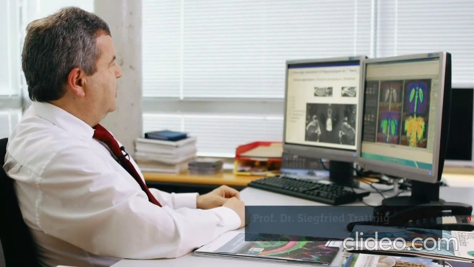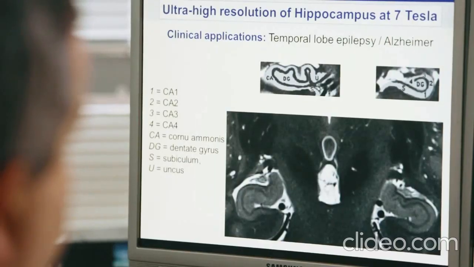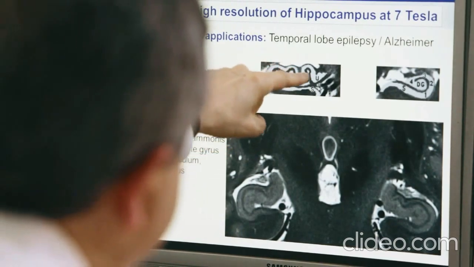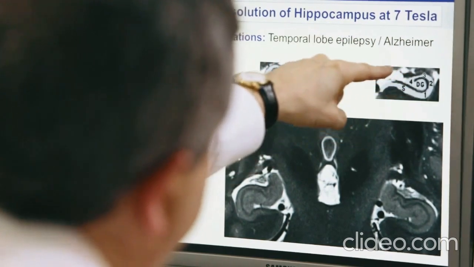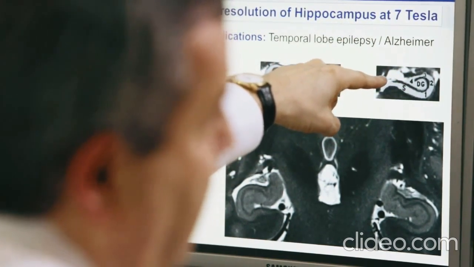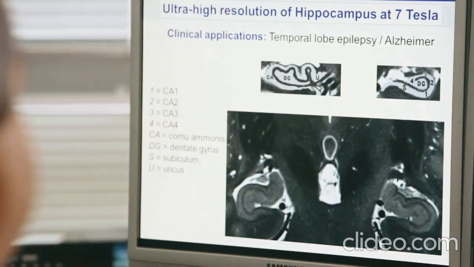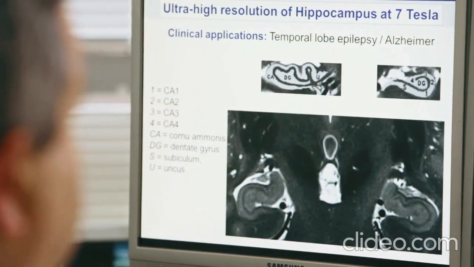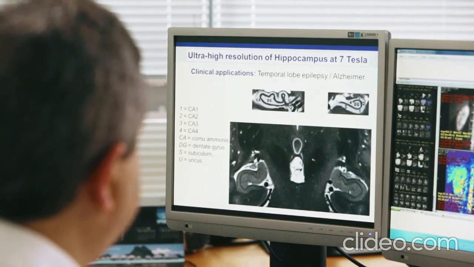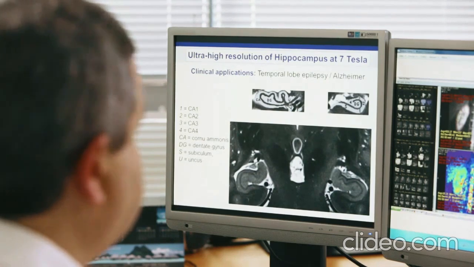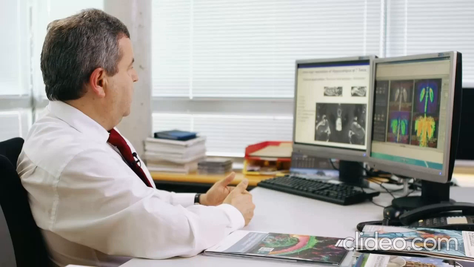We perform ultra-high resolution imaging of the hippocampus now at 7 Tesla. And when we look at these images here, we can see on these diagrams the different subunits within the hippocampus substructure. And this substructure is only visible when we have a really high spatial resolution, which is provided by 7 Tesla using turbo spin echo technique, which was optimized for this particular sequence and for this particular visualization.